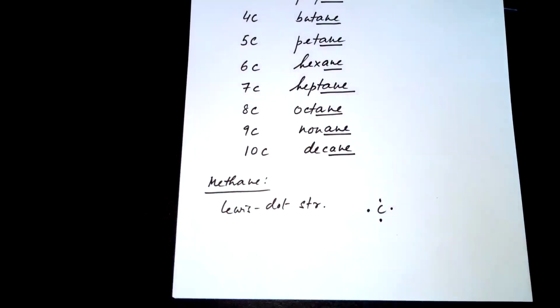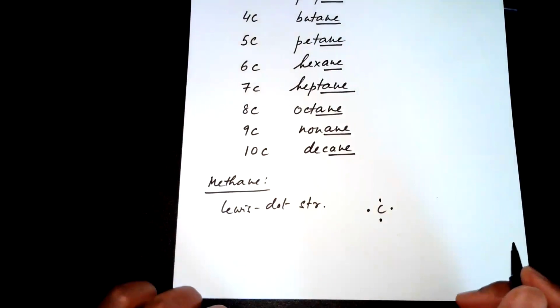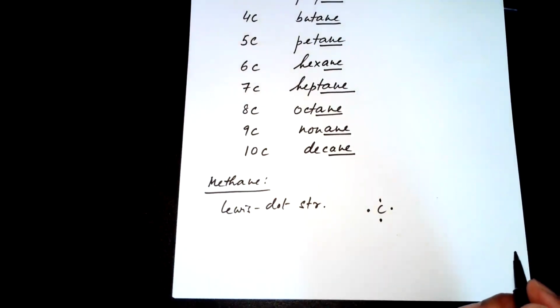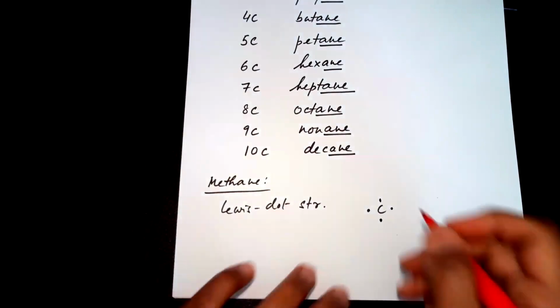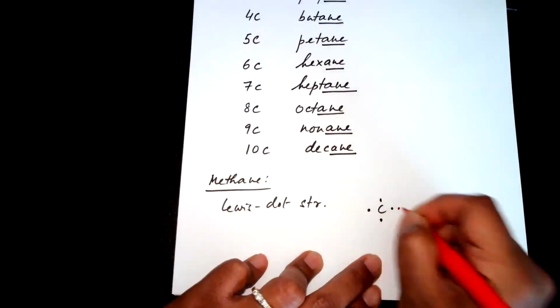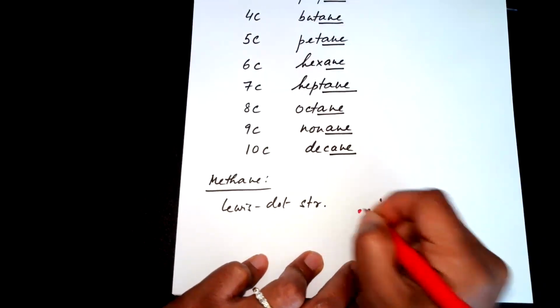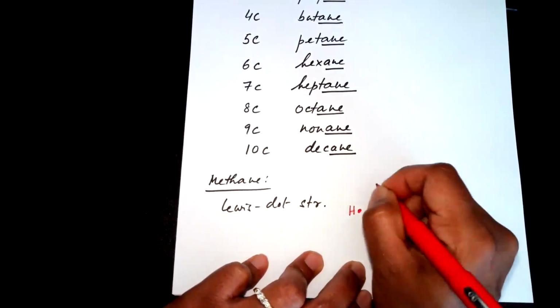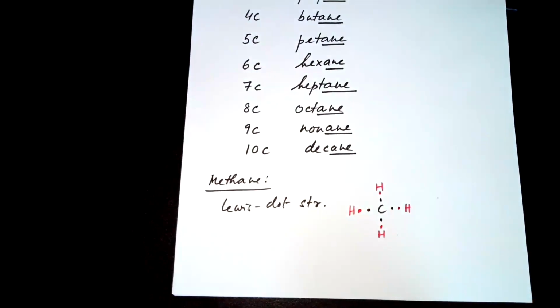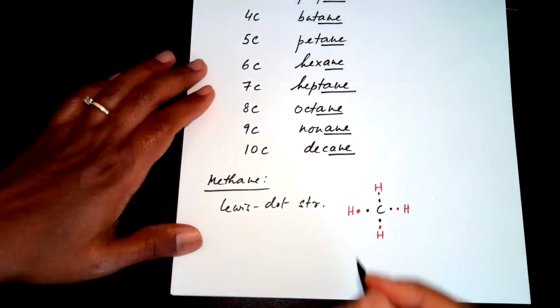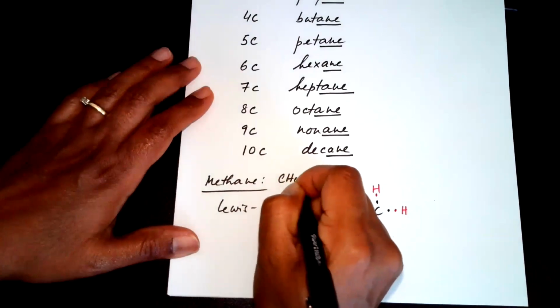And I know that methane has 4 hydrogens because a carbon in its neutral state can make 4 bonds. So I need to bring in 4 hydrogens so that my carbon can have its octet full. So each hydrogen is coming in with 1 electron of its own. And that is how you have a carbon bonded to 4 hydrogens. So the formula for methane is CH4.